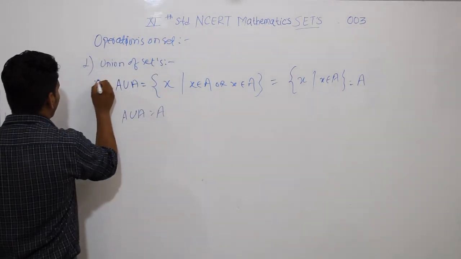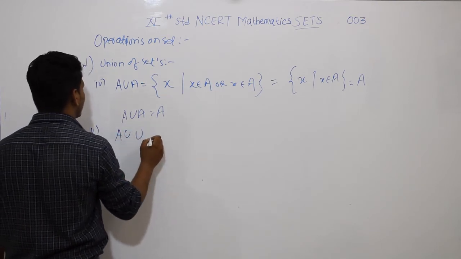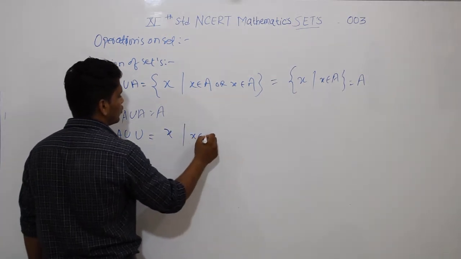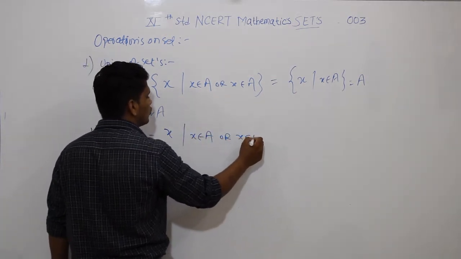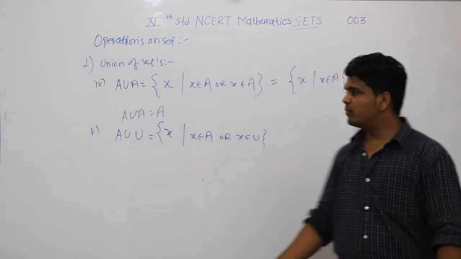This was your fourth property. Now we will go to the fifth property. What will be your A union universal set U? It will be the set of X such that X belongs to A or X belongs to U. Means you will take all X such that X must belong to A or X must belong to U.